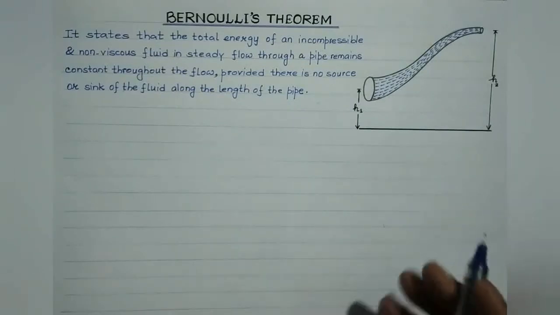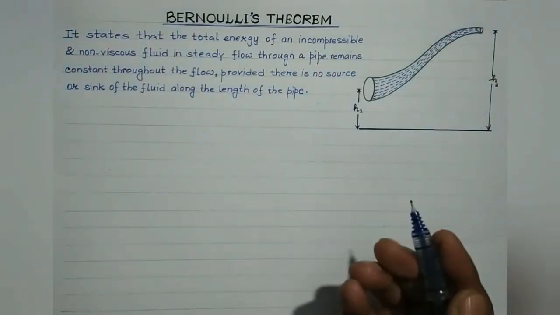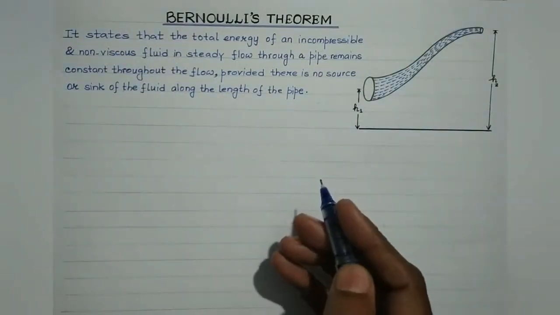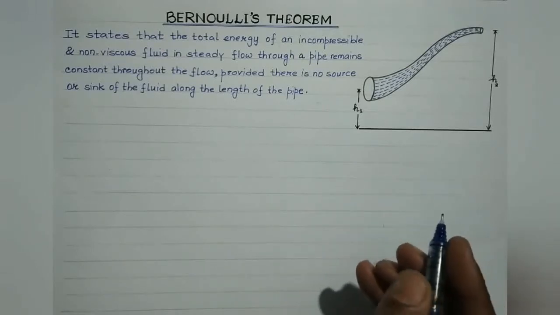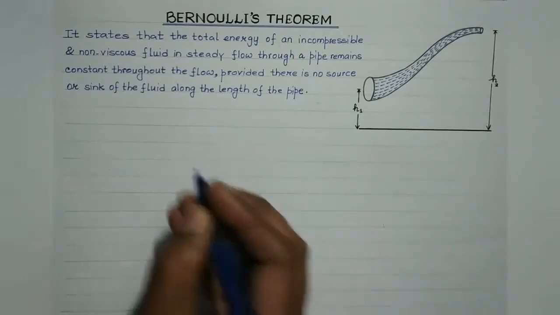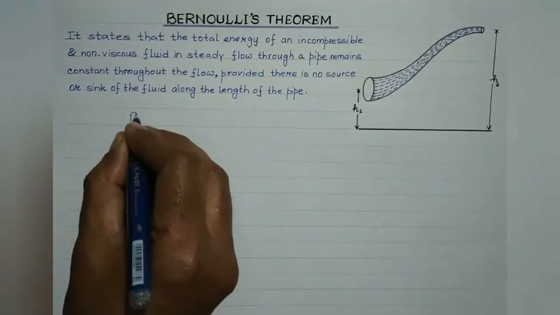So we are aware of the energies possessed by a flowing fluid, right? In the previous lecture, we have discussed it. We know that the pressure energy per unit volume is given by P by rho.